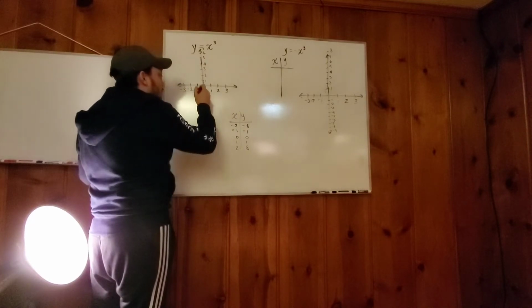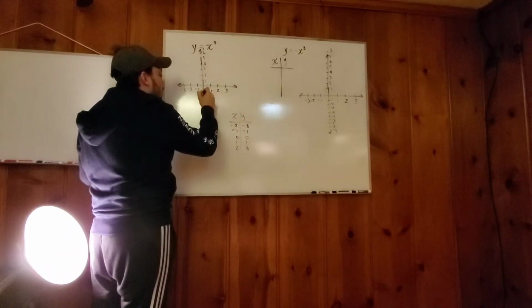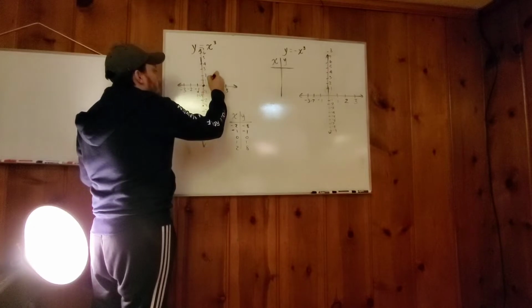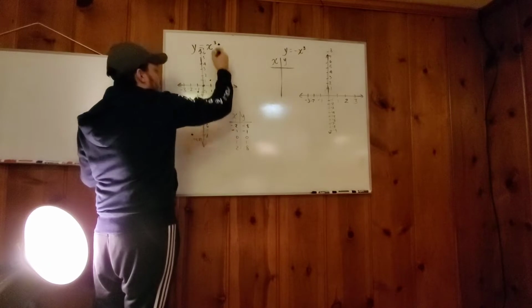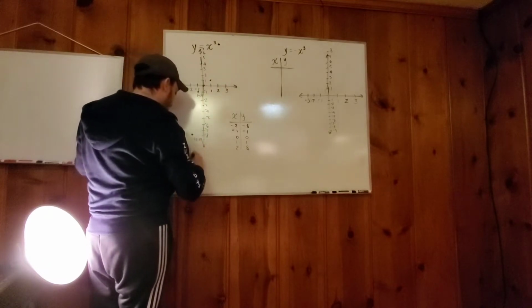-8. Then we have 1, -1. Then we have 0, 0. Then we have 1, 1. And then we have 2, 8, which is about right there. All right, and so my graph is going to look something like this.